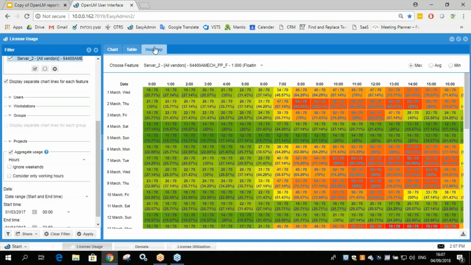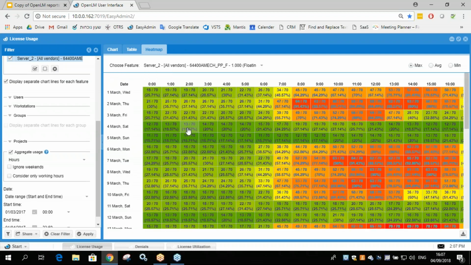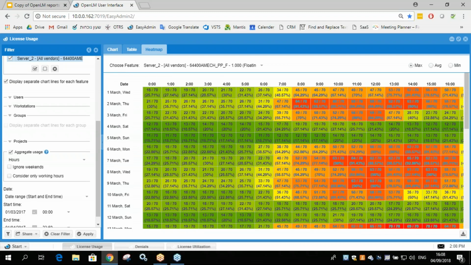So clicking here on the heat map tab, we can see the usage along the days and along the hours of the week. Right here we can see the hours on the top, and on the left we can see the different days. This way we can see that, for example, during working days, only during the working hours is it actually being used. During weekends and outside working hours, it's pretty much all green. A little bit of usage, but it's not maxing out. And you can clearly see the blocks of usage during the working hours.